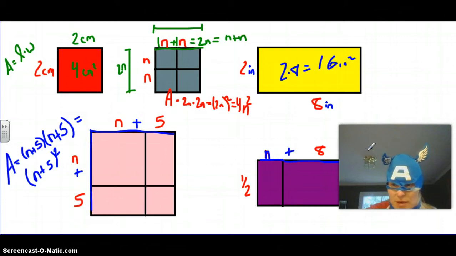So again, for area, we know it's the length, which is a half, times the width, which is n plus 8. Okay? If we wanted to simplify that even more, I could say 1 times n plus 8 is n plus 8. And then we can put the whole thing over 2. That looks really ugly, doesn't it? Sorry. So let's try that again. So we would say 1 times n plus 8 is n plus 8.